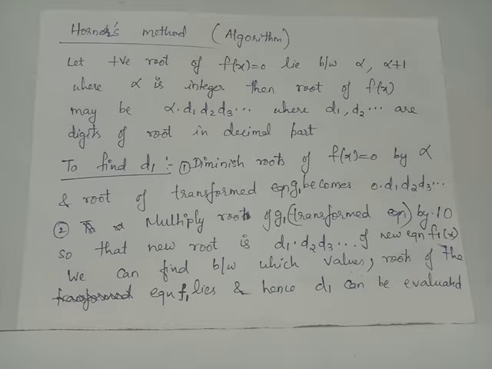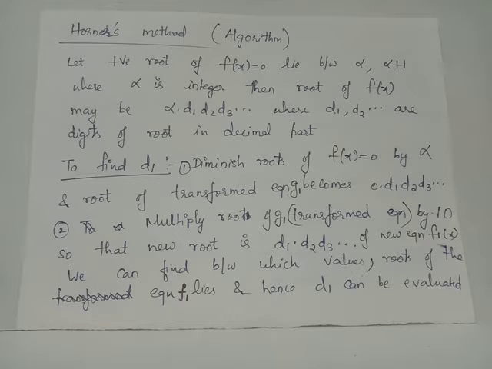Let us summarize the algorithm of Horner's method. Suppose you are asked to find the root of f(x) = 0. Then you will look for values x1 and x2 such that f(x1) and f(x2) take opposite signs. You will identify the interval inside which the root of f(x) will lie.